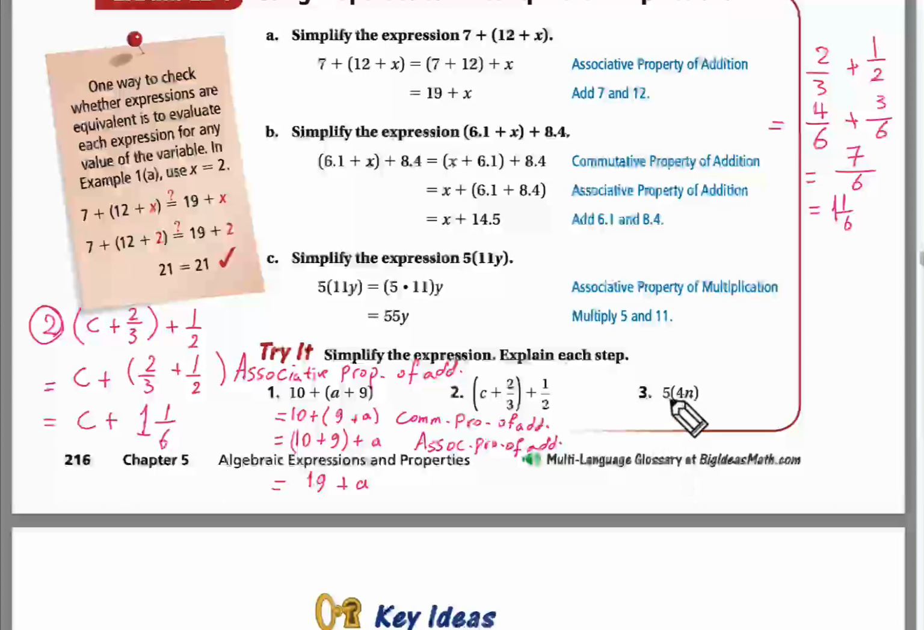Okay, so you need to multiply 5 by 4 first, which would be 20 times n. What is the name of the property? Addition. Addition is not a property, addition is an operation. Commutative or associative? Associative. Yes, so this is the associative property of multiplication.